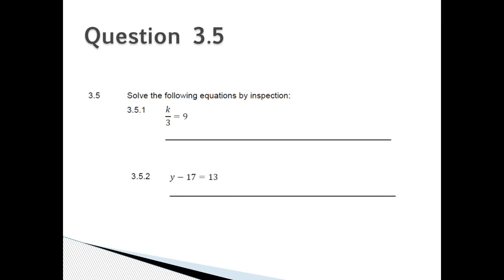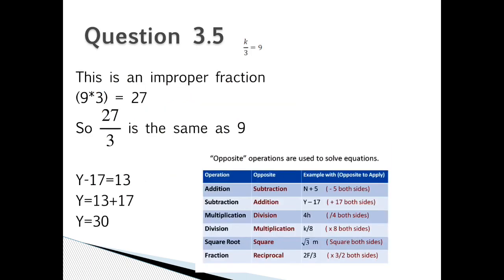Question 3.5. Solve the following equation by inspection. 3.5.1. K over 3 is equal to 9. 3.5.2. Y minus 17 is equal to 13. The first one is a fraction. 9 times 3 is 27. So 27 divided by 3 is the same as 9. Y minus 17 is equal to 13. If I take the 17 across, y is equal to 13 plus 17. So y is equal to 30.